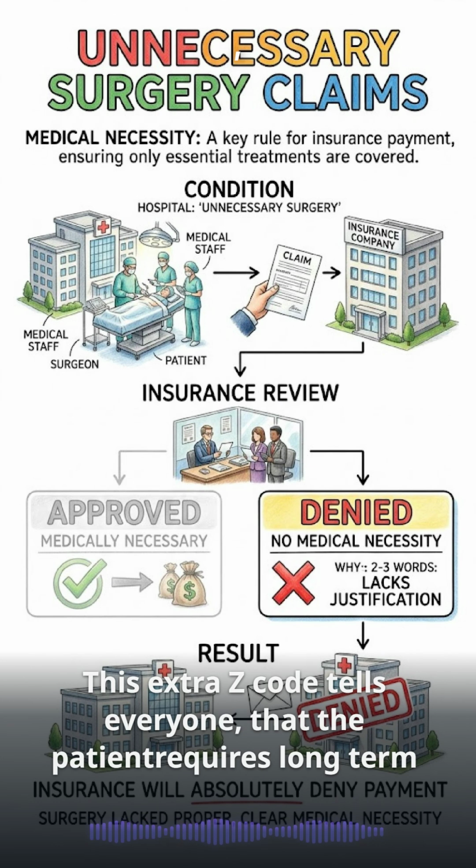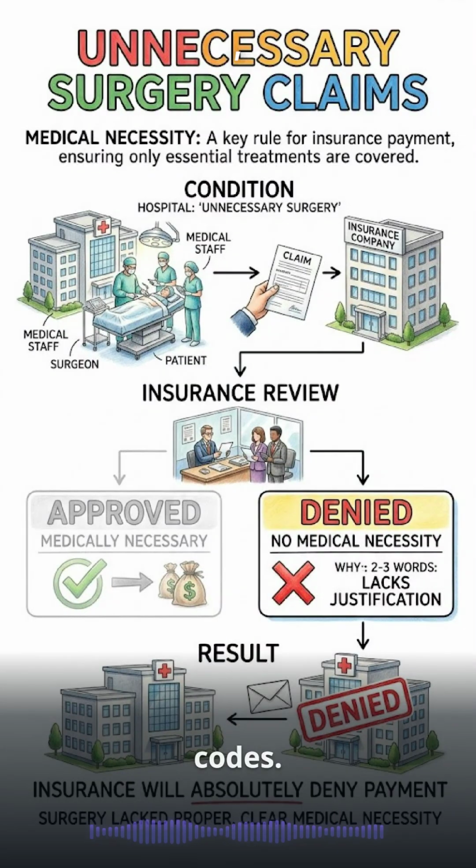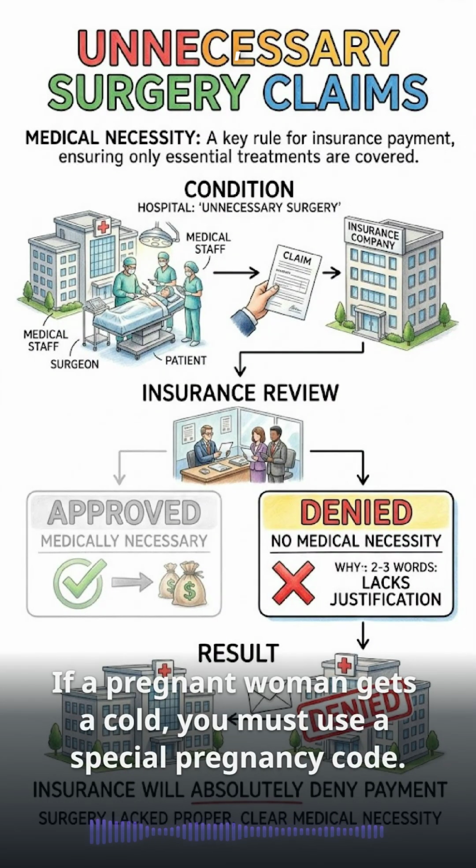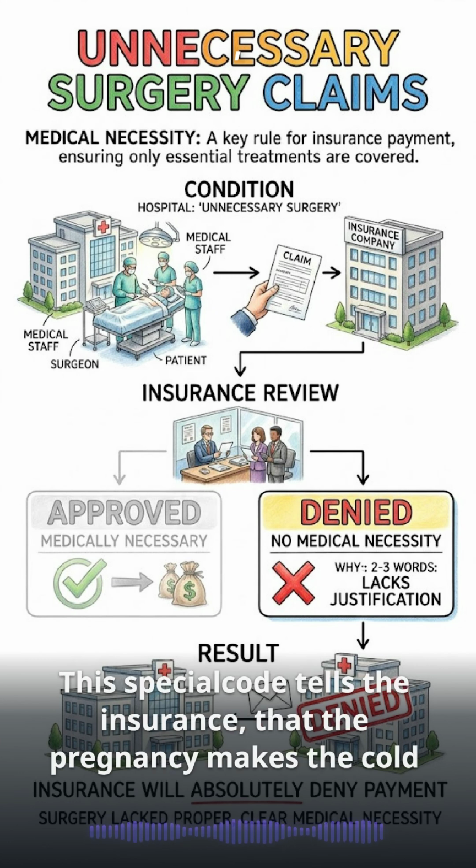Next we must talk about coding for pregnancy and newborn baby hospital stays. Pregnancy codes from Chapter 15 always take priority over all other regular diagnosis codes. If a pregnant woman gets a cold, you must use a special pregnancy code. This special code tells the insurance that the pregnancy makes the cold more dangerous.